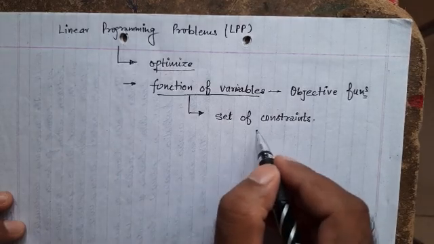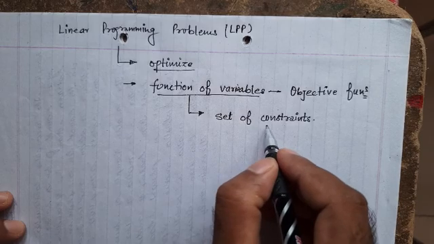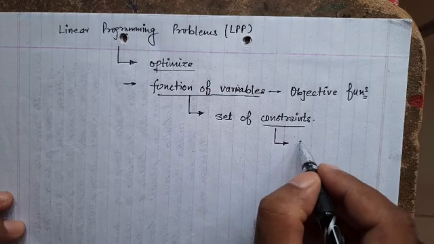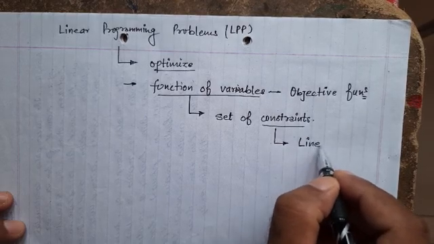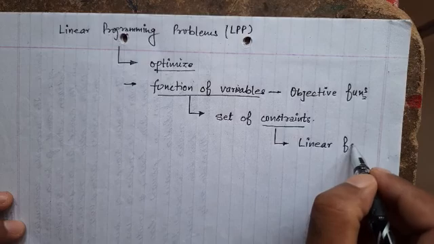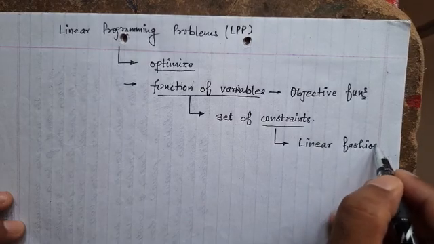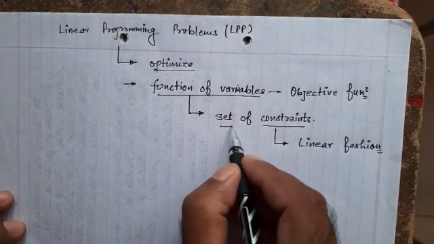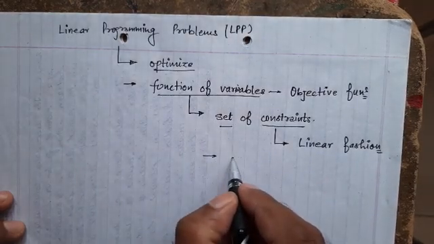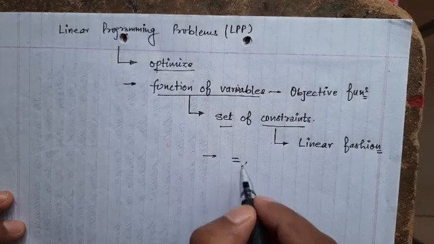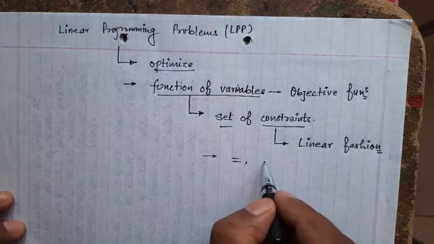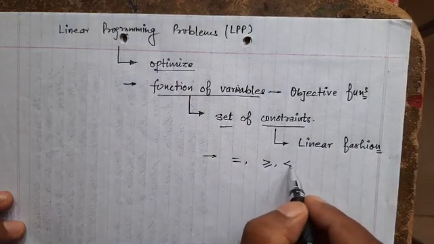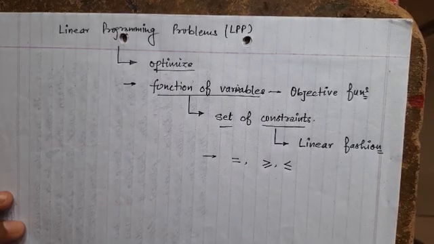Maybe two, maybe three or four constraints, and these constraints are interrelated in a linear manner. They are related in a linear fashion, or they are linearly related to each other. And these constraints may be of equality type or of inequality type, that may be greater than or equal to, or less than or equal to type.